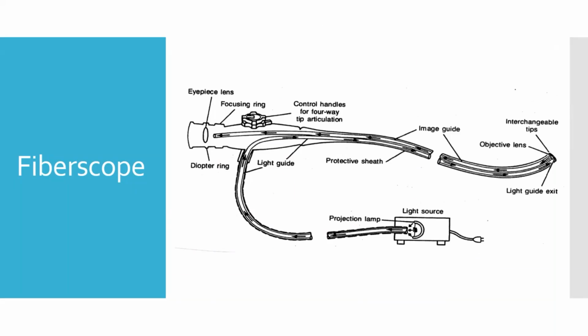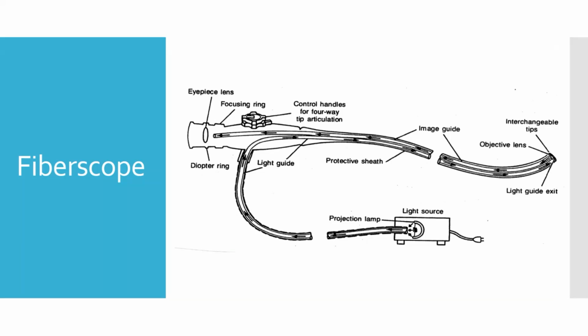One bringing the image from the tip back to the eyepiece, from the distal end, the objective lens, back to the diopter, the eyepiece. And then the other one going from the light source out to the distal end to be able to light wherever it is you're looking. Okay, this one also shows a control handle for articulation on top right here.